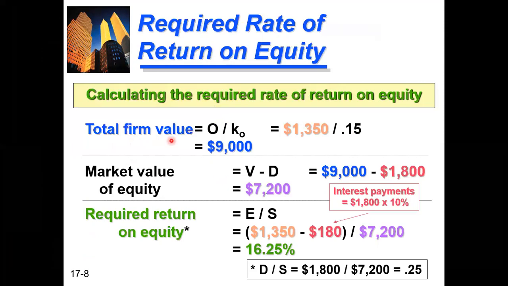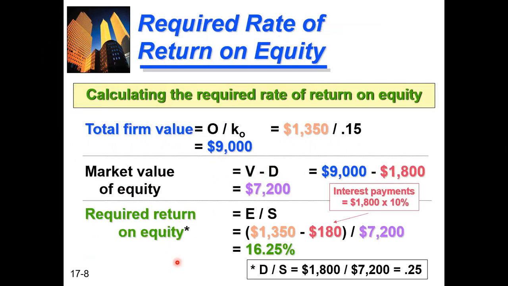Here, overall the firm is 9,000. How do we calculate it? 1,350 divided by 15%. Right. Market value of equity: the value of the firm is 9,000 and the debt value is 1,800. Therefore, the balance is 7,200. Now we find the required rate of return on equity, KE. From this value, we will calculate KE.